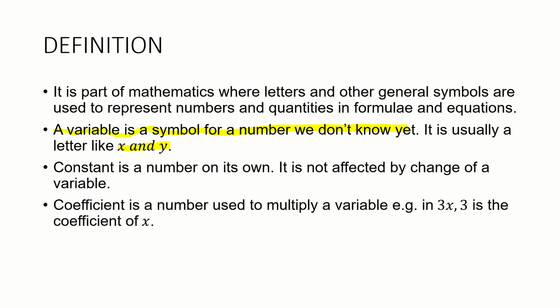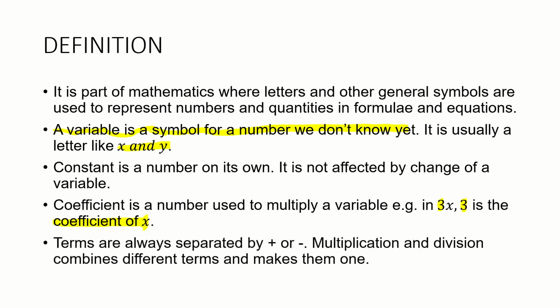A coefficient, on the other hand, is a number used to multiply a variable. If I have 3x, this 3 here will be the coefficient of x, all right? The 3 will simply be the coefficient of x.